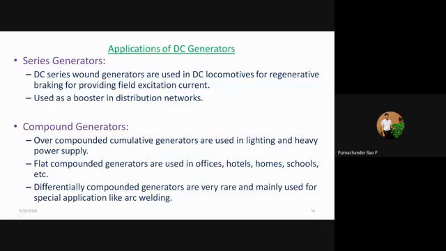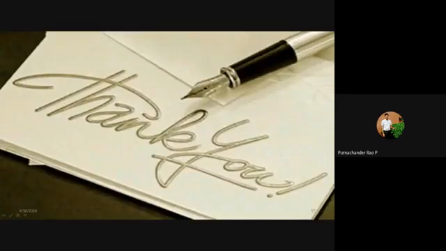So the voltage will be very less. For that purpose, we use these differentially compounded generators. Okay, so these are the applications of the DC generators. So now I will close this first topic at this point. Tomorrow we will discuss the DC motor operation, and also we'll see the back EMF and the torque generation in DC motors.